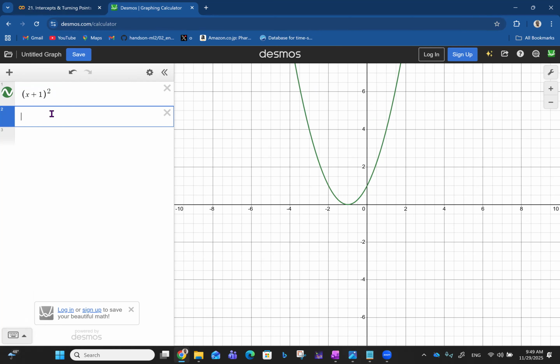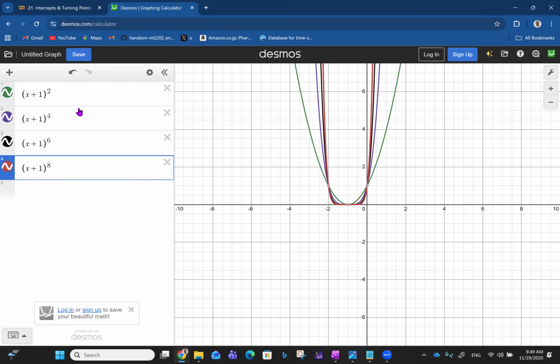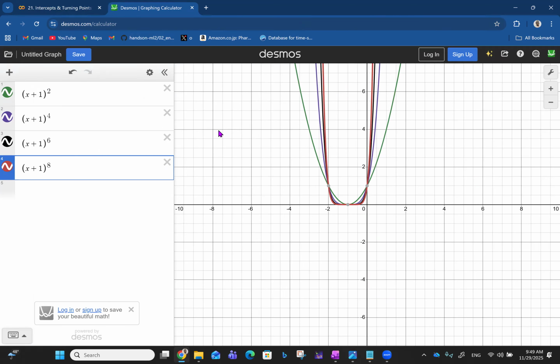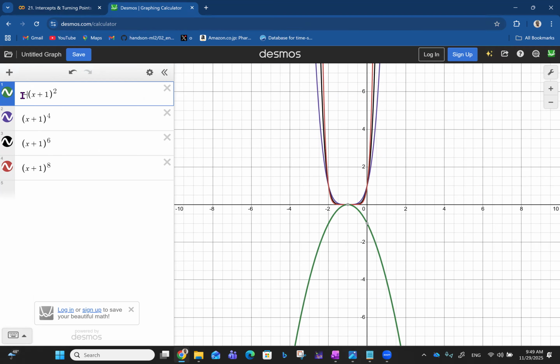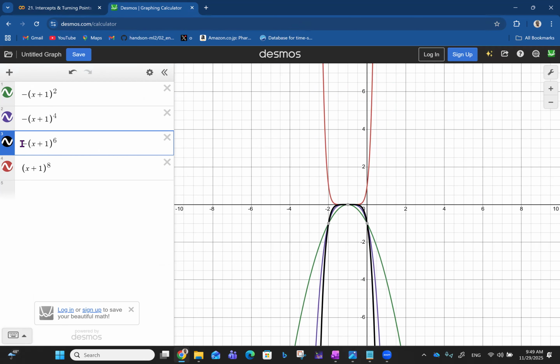So we have the parabola to start out with. If I create a function and then the power is now 4, you see it becoming flatter. I have this now, it's now 6, it's flatter. I have this now, it's 8, it keeps going flatter and flatter, basically. Okay, so often x equals r is a local maximum or local minimum, depending on the overall shape. So here now, it's a local minimum, but if I make this minus, it automatically flips everything over. If I make it negative here, it flips everything over automatically, right? So now we have local maxima.